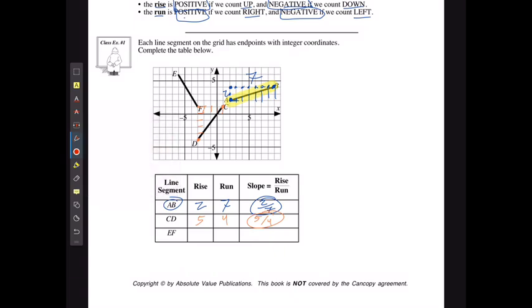If I'm looking at segment E to F, in this case, I actually had to go down 1, 2, 3, 4, 5. So I'm going to say this was negative 5. And I had to move to the right 1, 2, 3. So I'm going to say that's a positive 3. So I have a rise of negative 5, a run of positive 3, and negative 5 over 3 is going to be my slope.